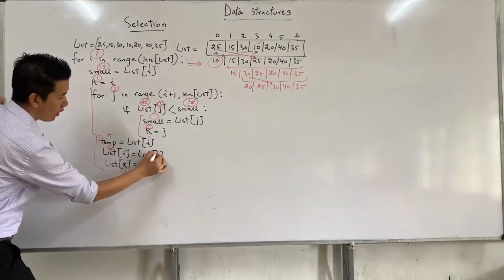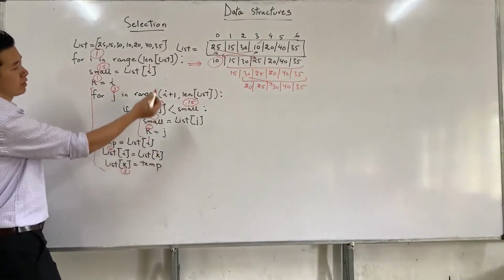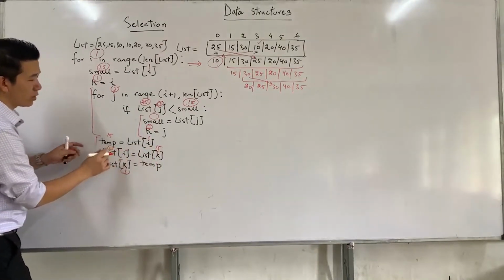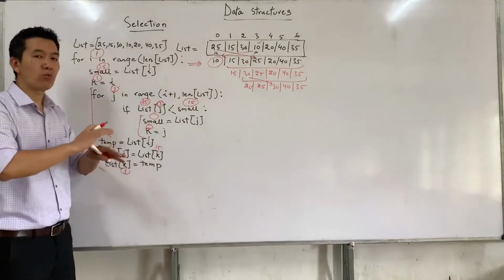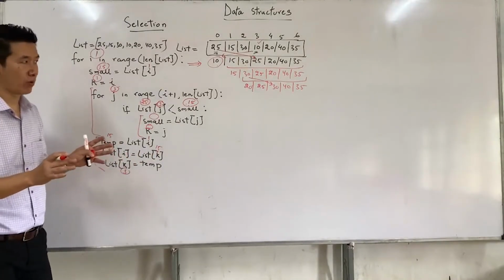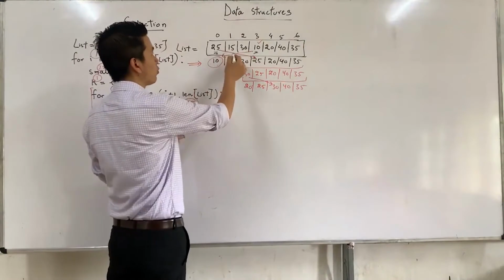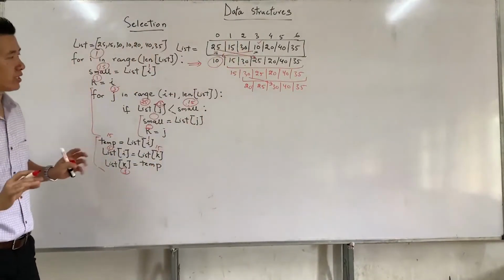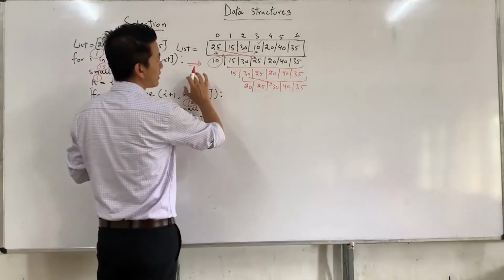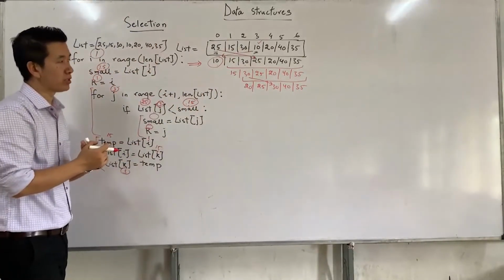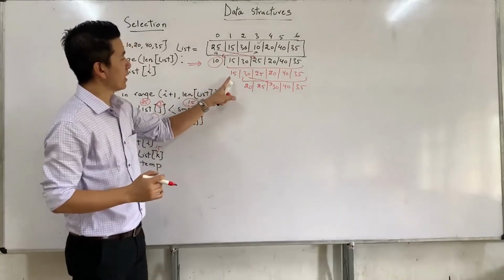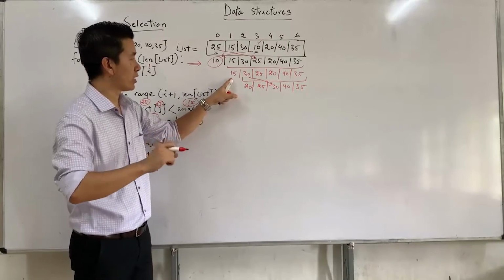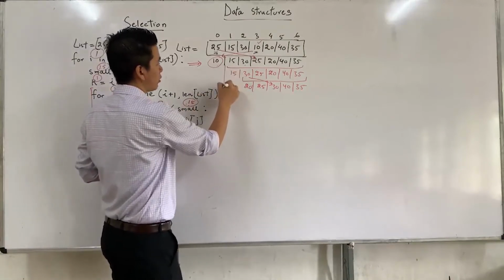So list of 1 again is 15. You have 15 here, and 15 will be assigned to 15. So basically there won't be any change as such. This will keep swapping with the element itself, so there won't be any change. At the end of the second pass of the program, you will still have the 15 at its same index value. So you will have something like this.